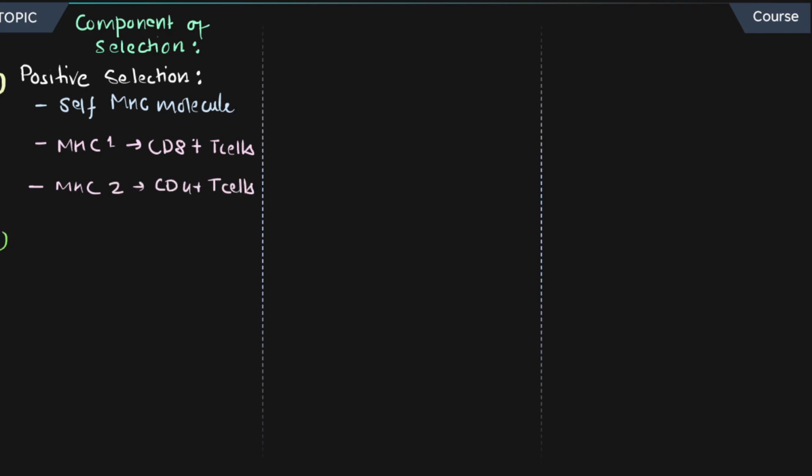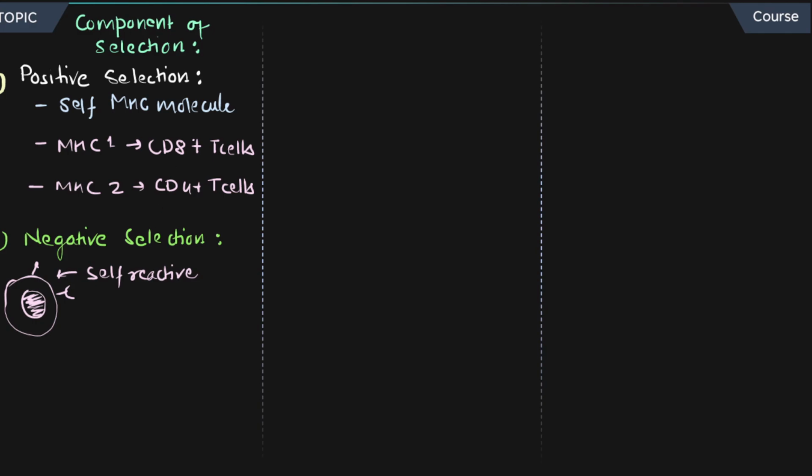Next is negative selection. These are the cells that are self-reactive. So let's imagine this is a particular T cell which is reacting with a self-antigen. So self-reactive T cells are going to die. And that happens with AIRE, which is the autoimmune regulator. This autoimmune regulator is going to produce tissue-specific antigen, and because of that, it can actually remove those cells.